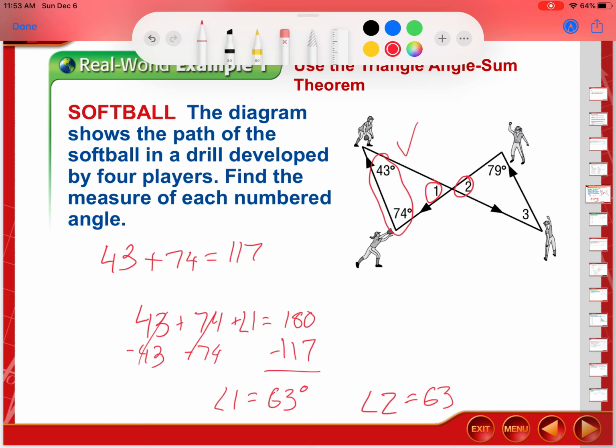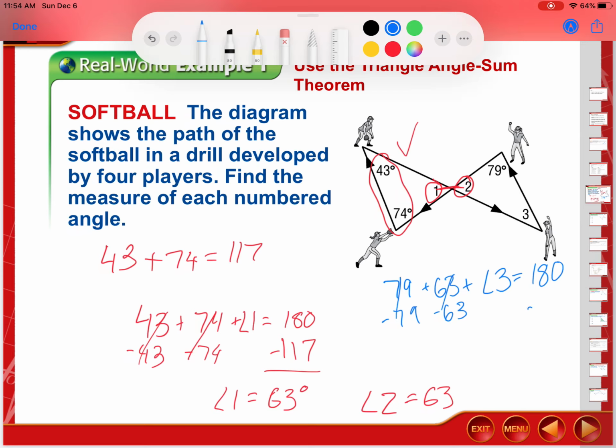And if angle 1 equals 63 degrees, then angle 2 also equals 63 degrees. And the reason for that is that they are vertical angles. They're straight across when they intersect. So now we're going to do the same thing on this other side. We're going to say 79 plus 63 plus angle 3 is going to equal 180.